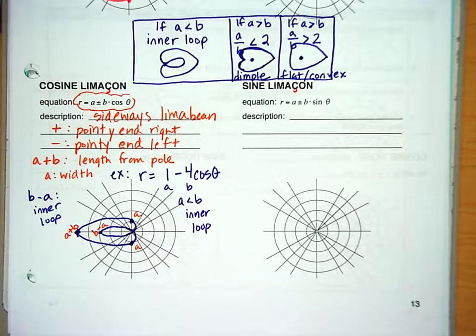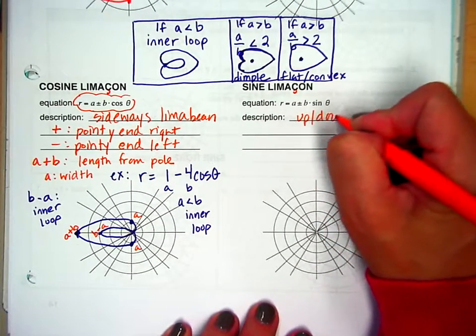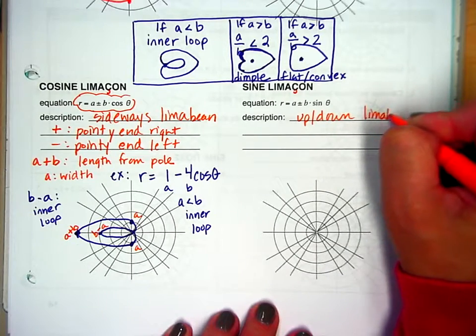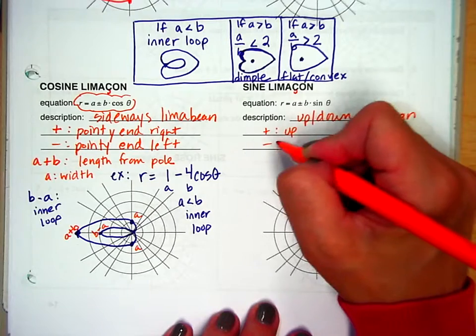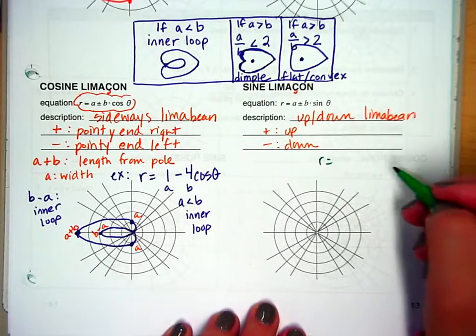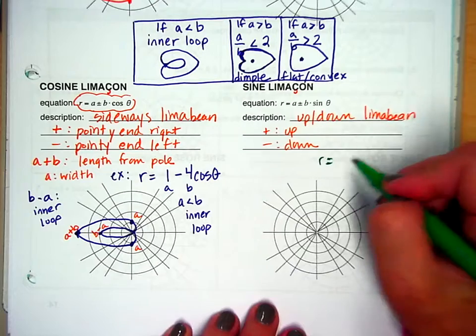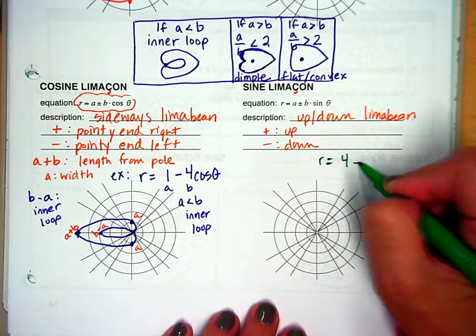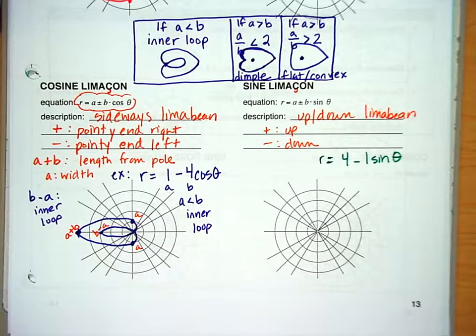Okay? All right, we're on the last one, which is the sine limaçon. Similar, but it's going to be an up and down lima bean. Again, positive is going to go up, negative is going to go down. Let's do an example. All the other stuff is the same. So how about we do, I'm going to switch around the 1 and the 4. So let's do 4 minus 1 sine theta.